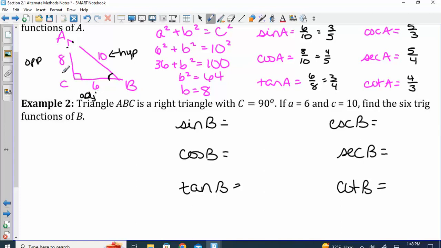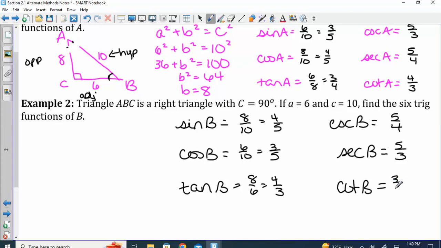So sine, opposite over hypotenuse, becomes 8 over 10, or 4/5. That means my cosecant is 5/4. Cosine, adjacent over hypotenuse, 6 over 10 is 3/5, so secant is 5/3. Tangent, opposite over adjacent, is 4/3, so that means cotangent is 3/4.